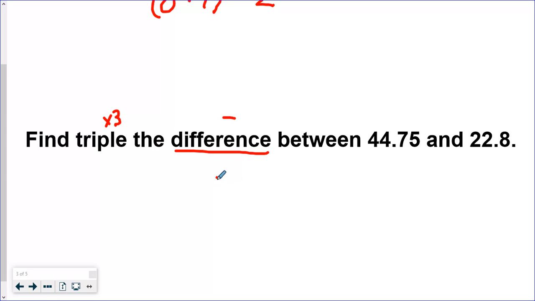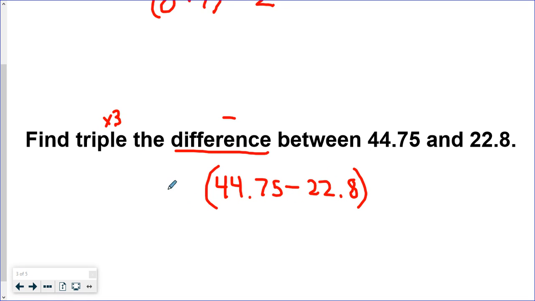Okay? So I'm going to go ahead and write my 44 and 75 hundredths. And I want to subtract 22 and 8 tenths from that. And I'm going to go ahead and put a set of parentheses around that because that tells me that's what I want to do first. Okay, so I want to subtract my 44 and 75 hundredths and my 22 and 8 tenths.